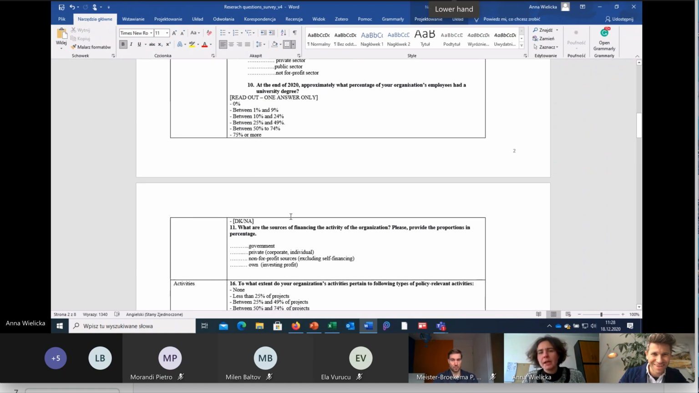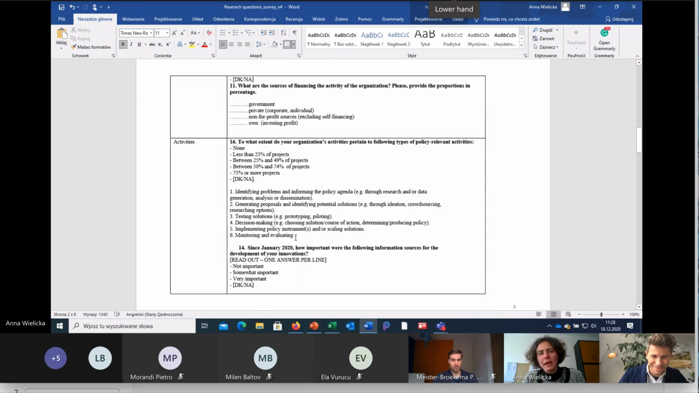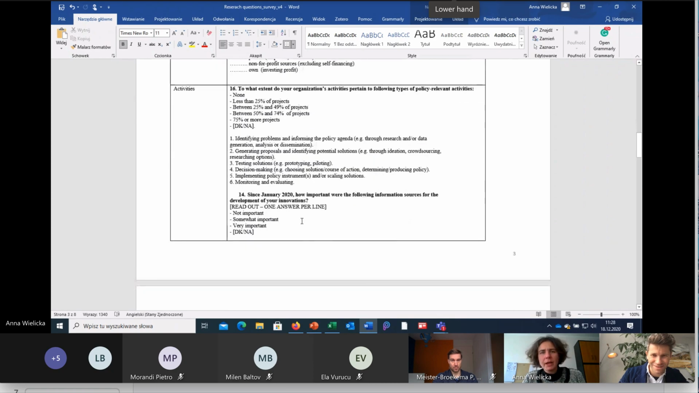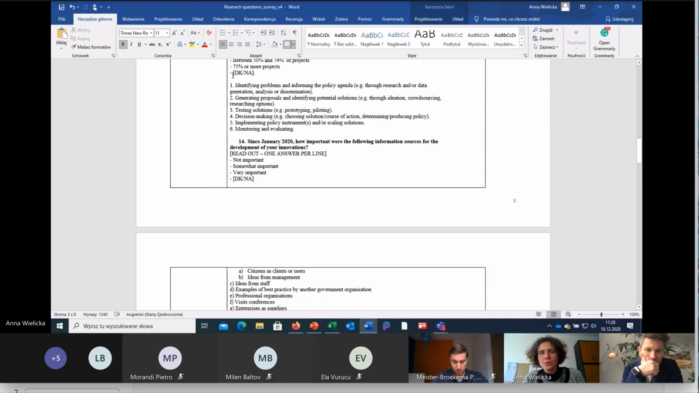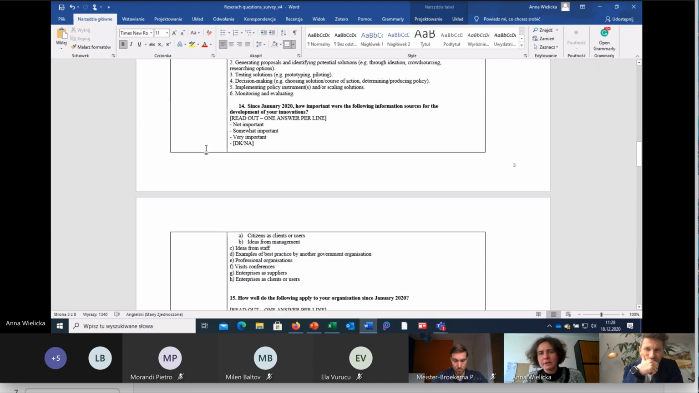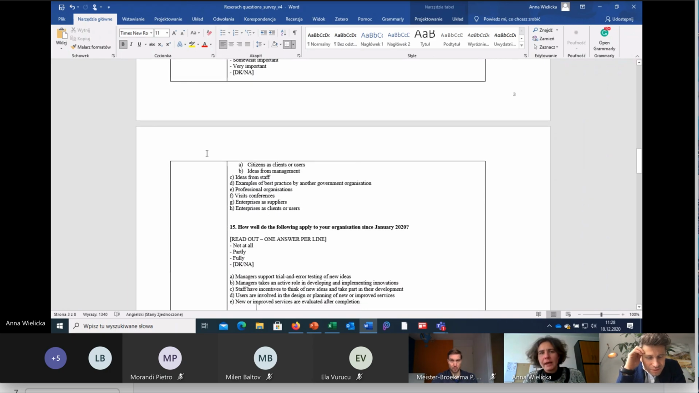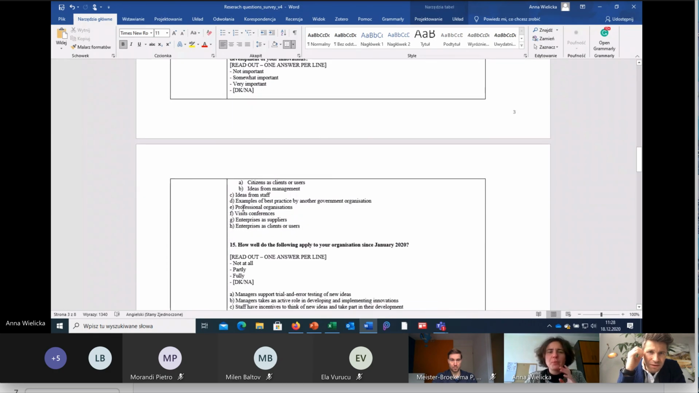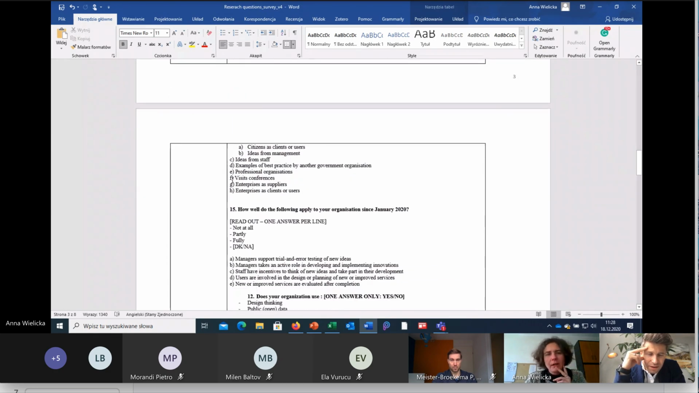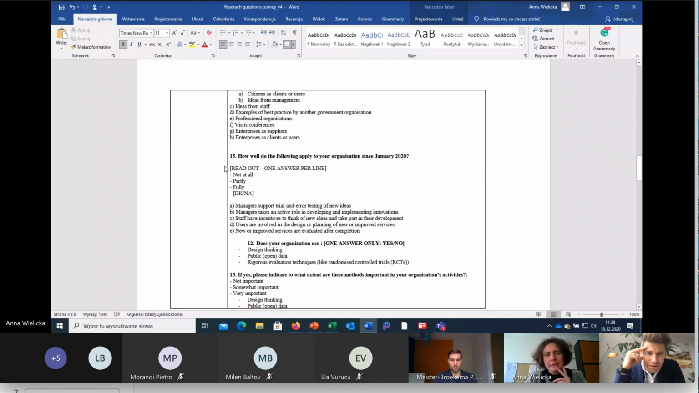Okay, and this is a source of financing. And here we have, yes, activities. So we will come back to this policy circle and ask what areas is especially important. Here we will ask about the sources of information. I think that we will have to improve it, but there are some general ideas.